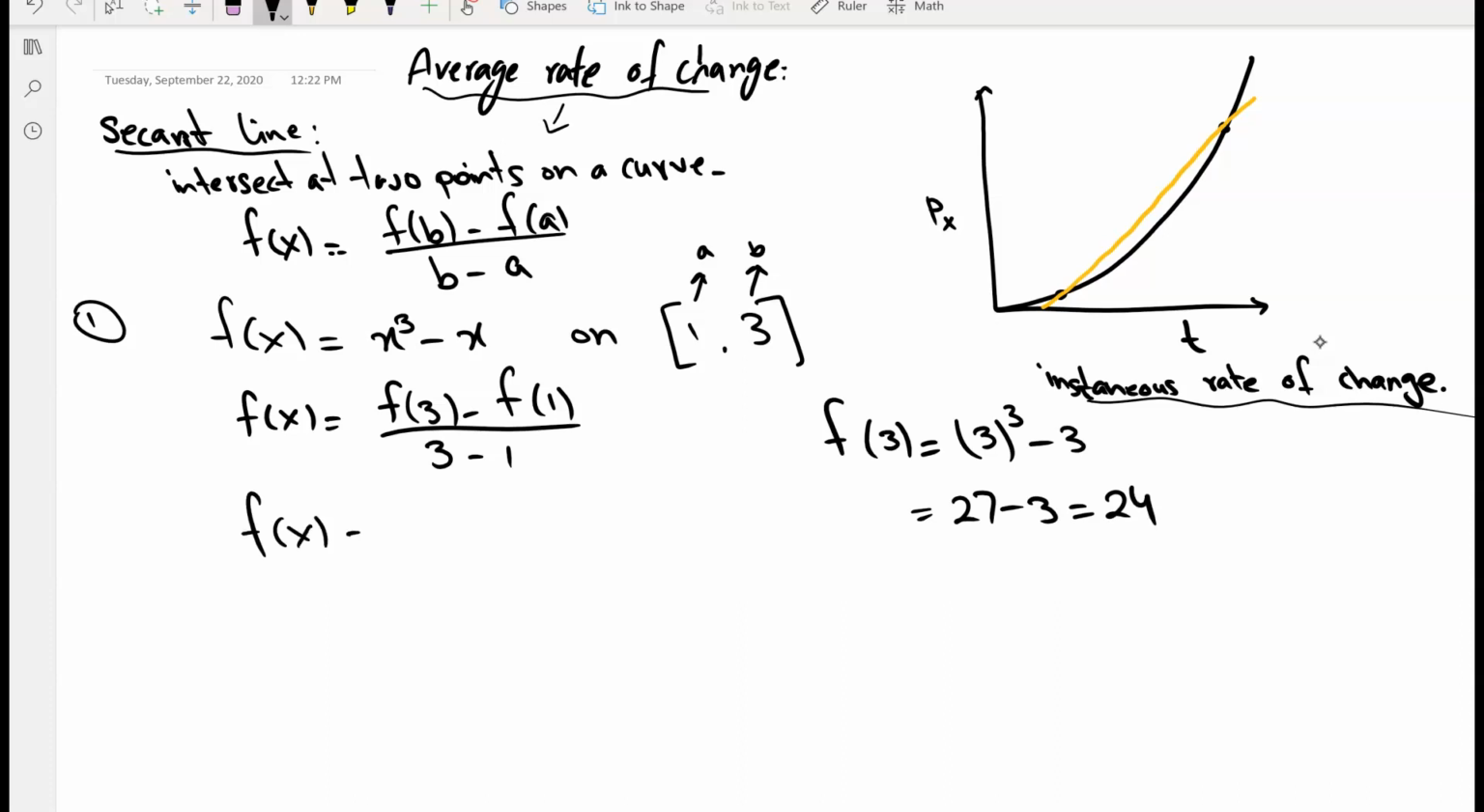Let's substitute the values. f of 3 is 24 minus, now let's calculate f of 1. 1 cubed is 1, 1 minus 1 is 0. So f of 1 is 0, over 3 minus 1, which is 2. So now your answer is going to be 12. This 12 is the average rate of change. This is the first question, totally in a mathematical way. So whenever I ask you to calculate the average rate of change, you will follow this process.